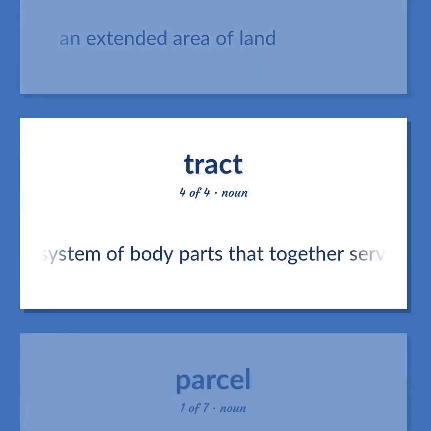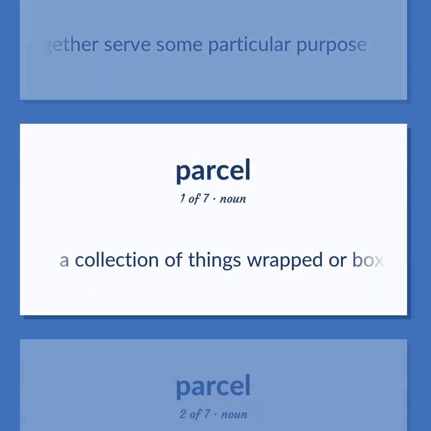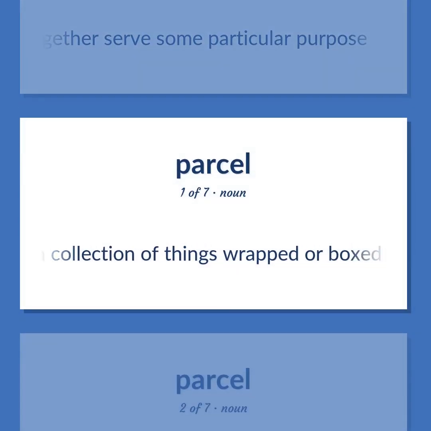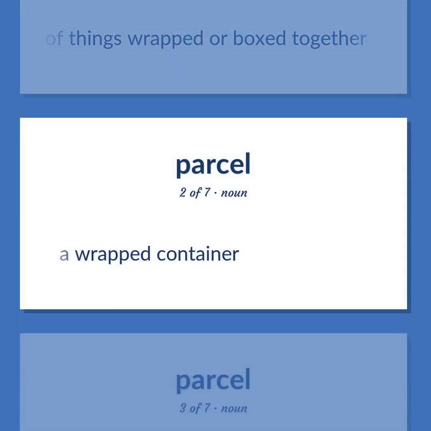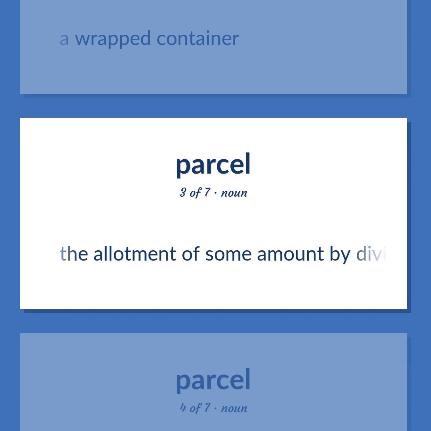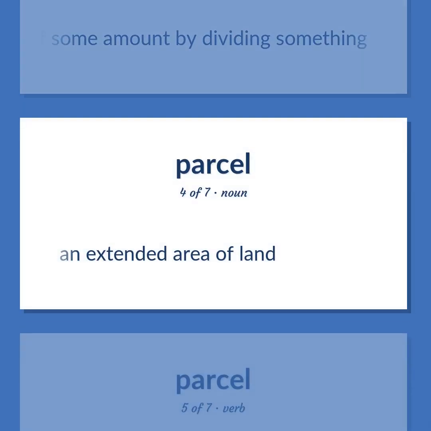A system of body parts that together serve some particular purpose. A collection of things wrapped or boxed together. A wrapped container. The allotment of some amount by dividing something. An extended area of land.